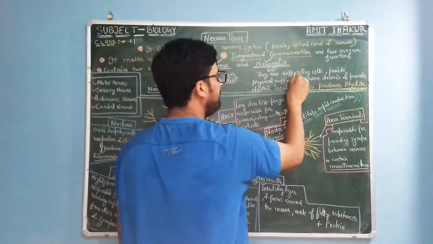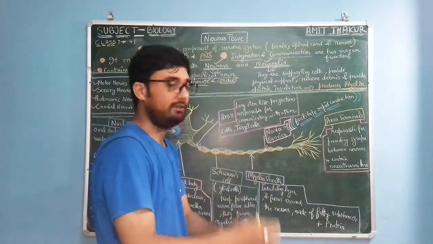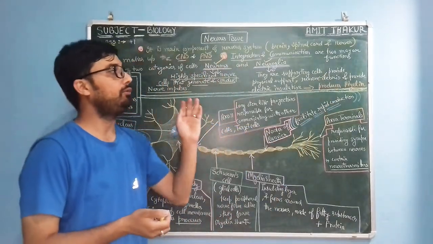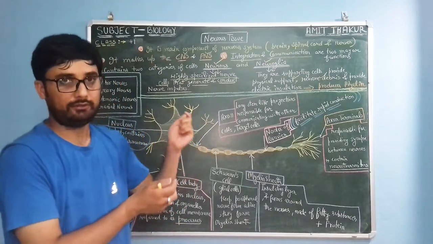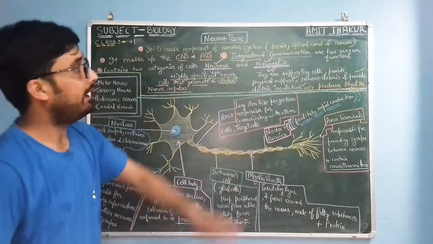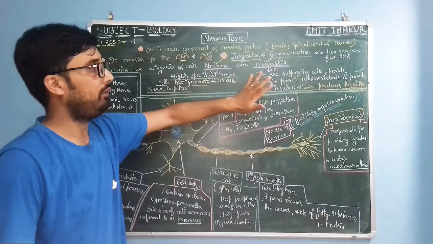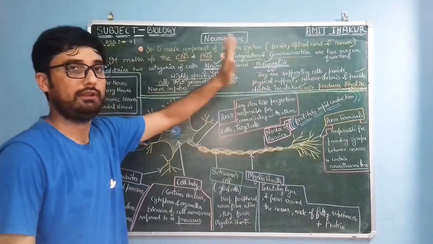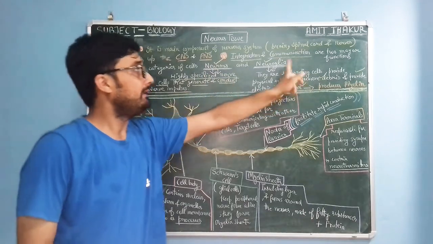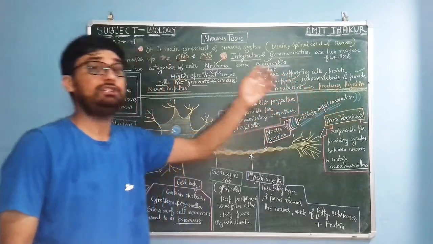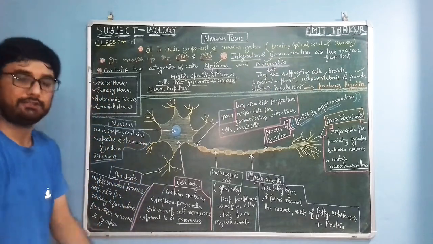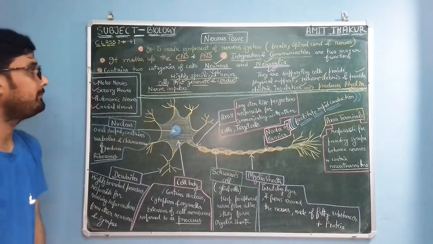They provide physical support in the form of myelin sheath, and they remove debris. That means they remove unwanted substances from this tissue and provide electric insulation. As I said, neuroglia is a supporting cell. It provides support to these neurons to conduct nerve impulses. They produce myelin. The myelin sheath in the nerve cell is produced by these neuroglia. Schwann cells are also neuroglia cells.